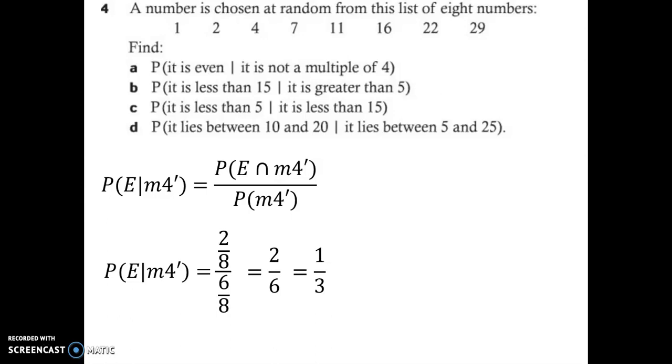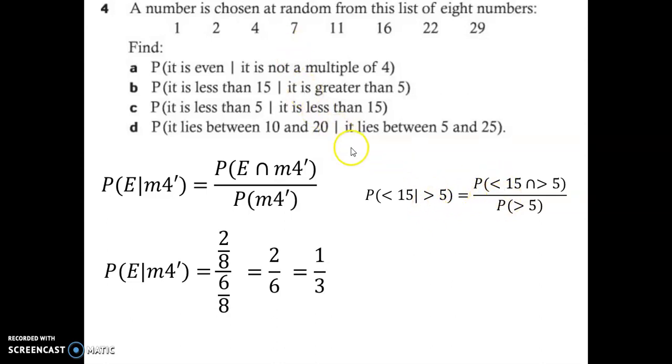Let's look at B. In B, it says the probability it is less than 15, so we're looking at numbers less than 15, which are these numbers here, 11 and below. And given that it is greater than 5. So I'm going to write this like this: probability less than 15, given that it is greater than 5. On top, we have the intersection of those two things, and on the bottom, we have the probability of this part. The formula is always set up the same way, right?